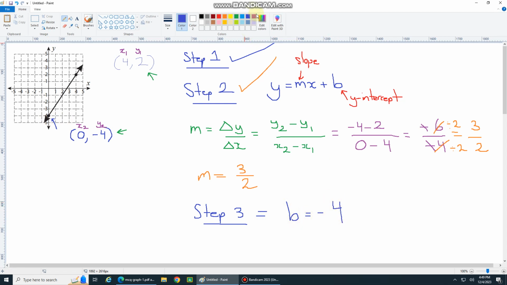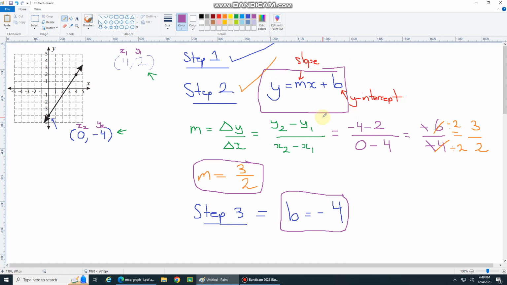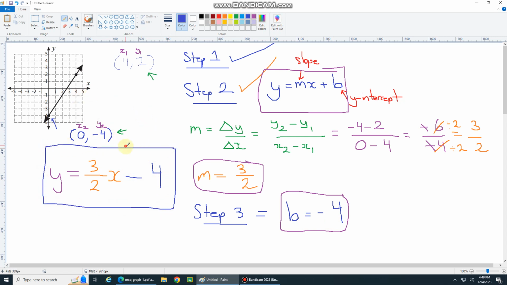As you can see, with these three steps, I can now take my slope, which is m equals 3/2, and my y-intercept, and just put them in the linear equation right here. Just substitute them. So y equals, what's my slope? 3/2 x, and of course my y-intercept is minus 4. And there we go. This is the equation of this particular line. And that is how you do this problem.